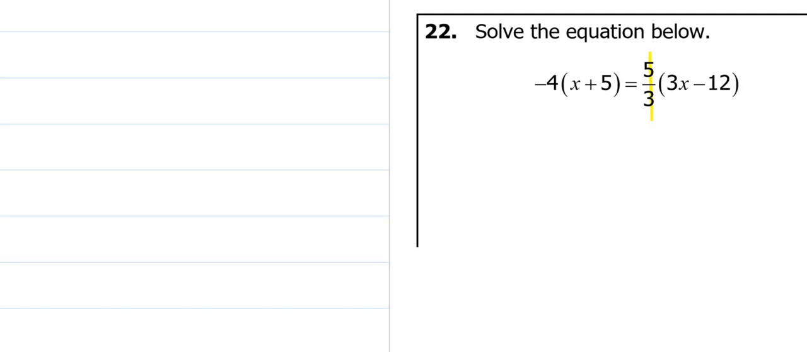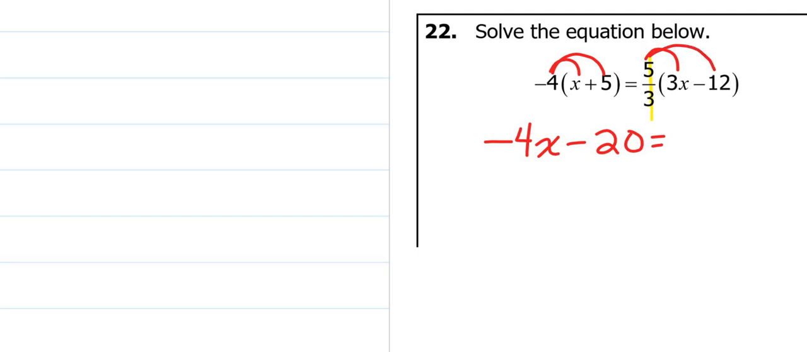know. So we're going to start by multiplying the negative 4 to both terms inside of the parentheses. So we're going to have negative 4x, and negative 4 times 5 is negative 20, equals. Now, 5/3 is going to multiply to 3x, and it's going to multiply to negative 12. Let's do one at a time.